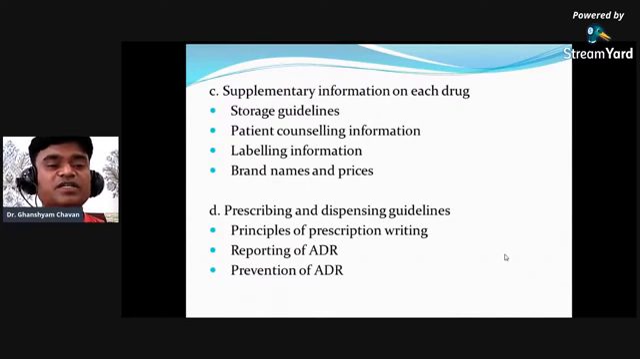D point, prescribing and dispensing guidelines. Principles of prescription writing. Now, here there will be another lecture on prescription writing. Actually, doctors are prescribing most of the time in a good manner, but sometimes it may become an issue. It may become a headache. Sometimes it becomes a critical issue.